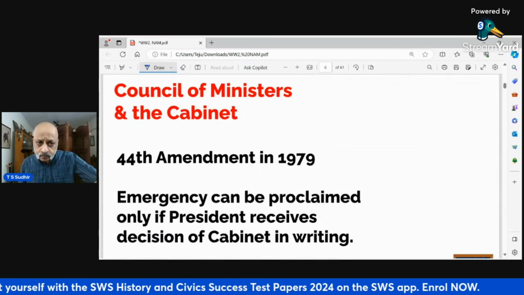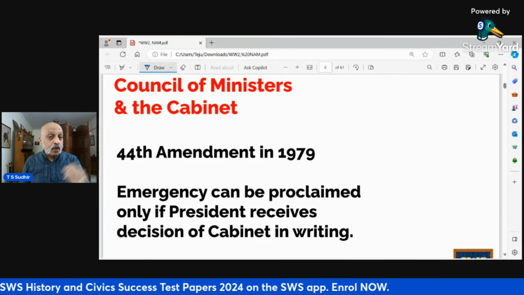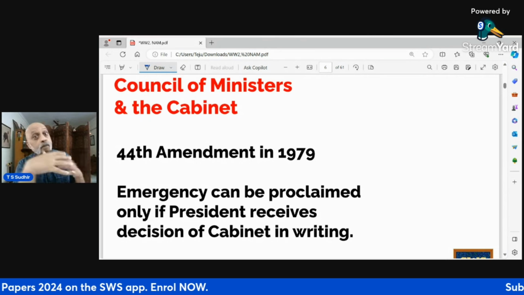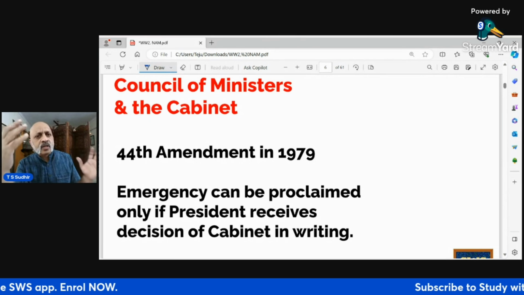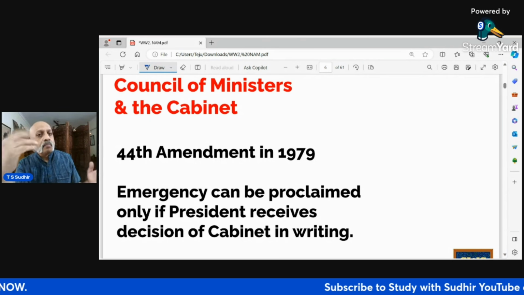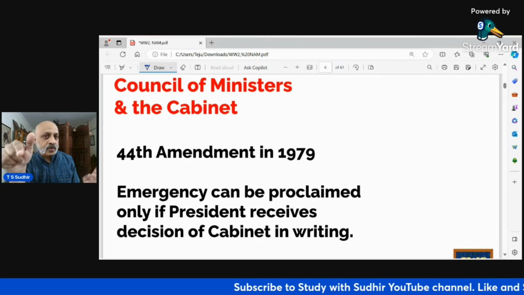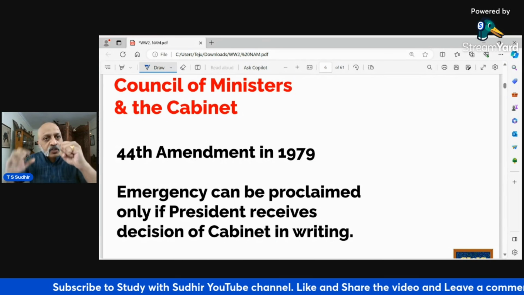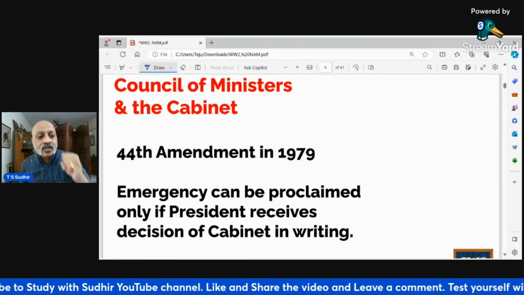Now let's understand the cabinet, because the Council of Ministers is a mega body, right? It's a big body. Approximately 75 to 80 ministers are there in the Council of Ministers. But the real power is in this body called the cabinet, which is a smaller and a cohesive group.